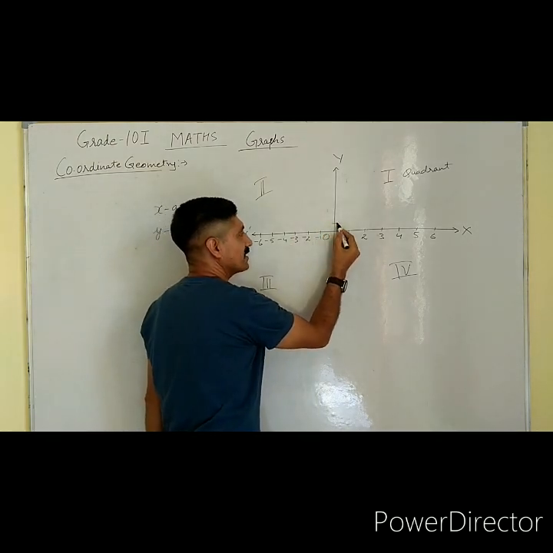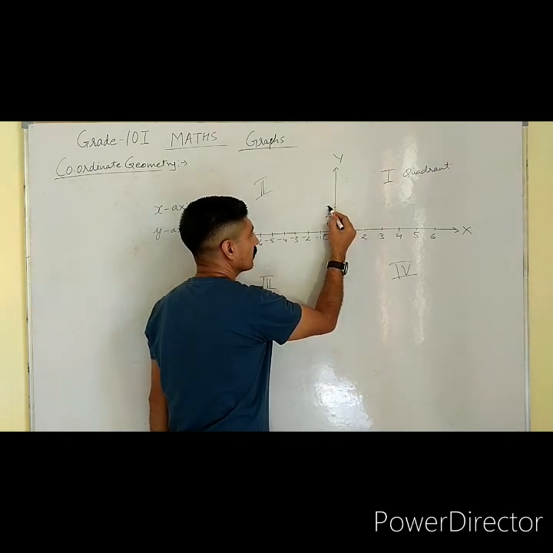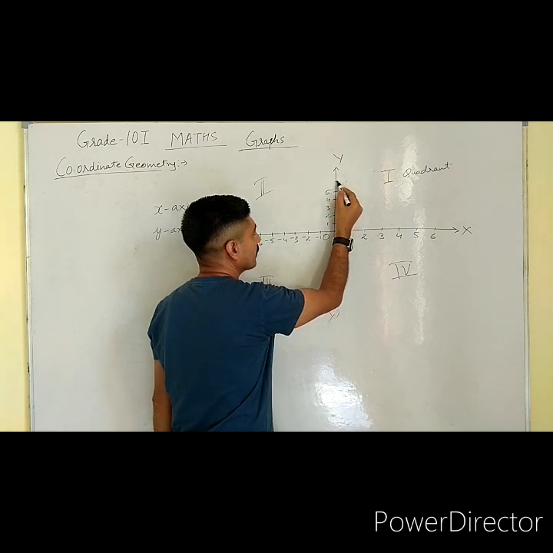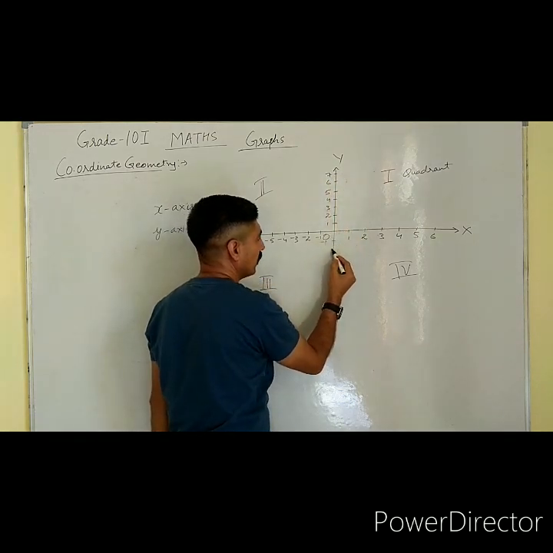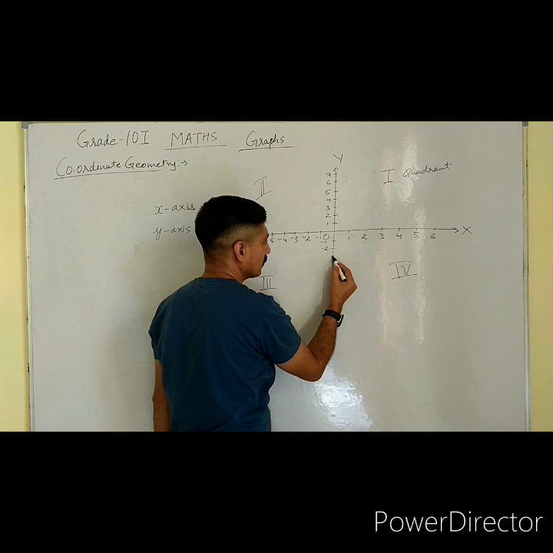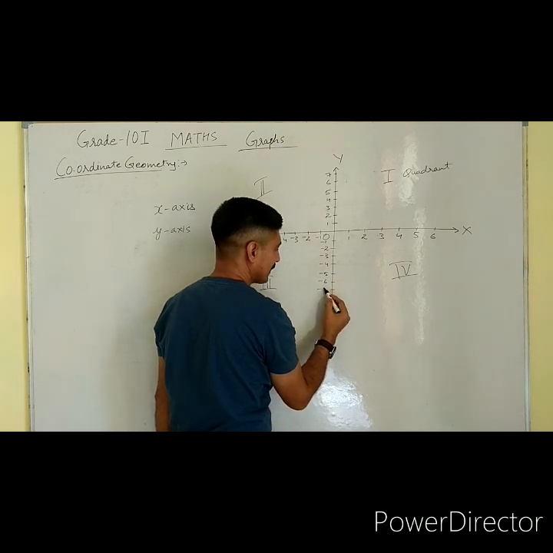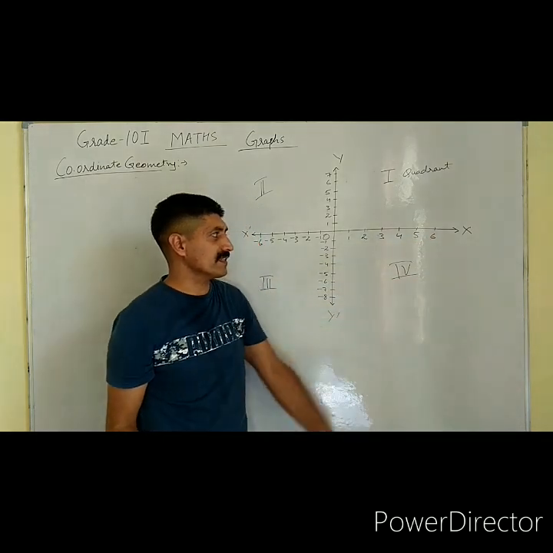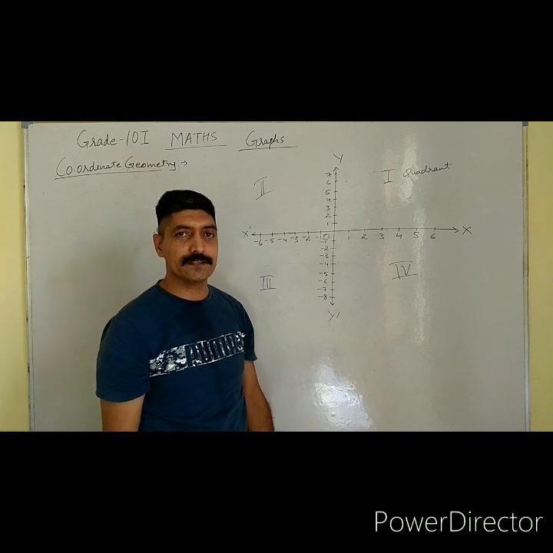Upwards, y is positive, that is 1 here, 2, 3, 4, 5, so on, and downwards, that is -1, -2, -3, -4, -5, -6, -7, so on, -8. So this horizontal line is called x-axis and the vertical line is called y-axis.